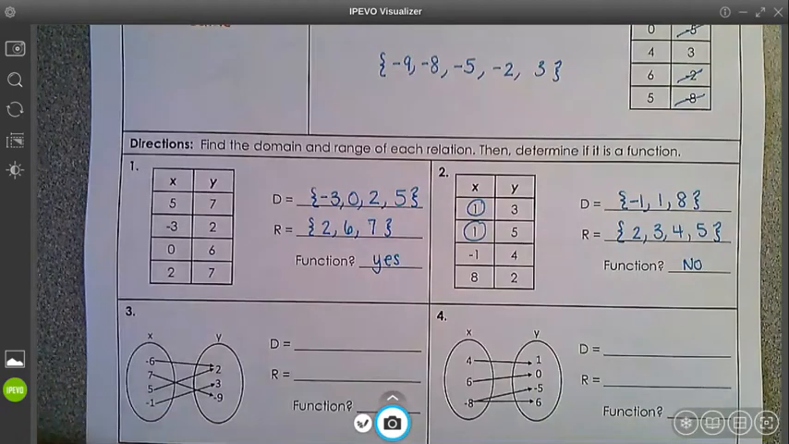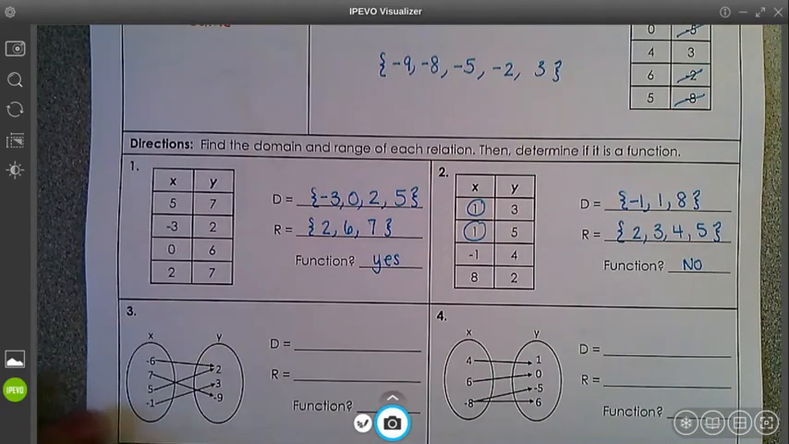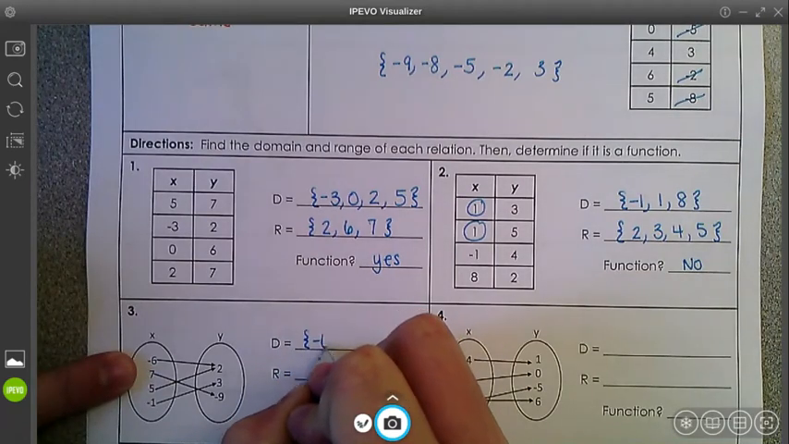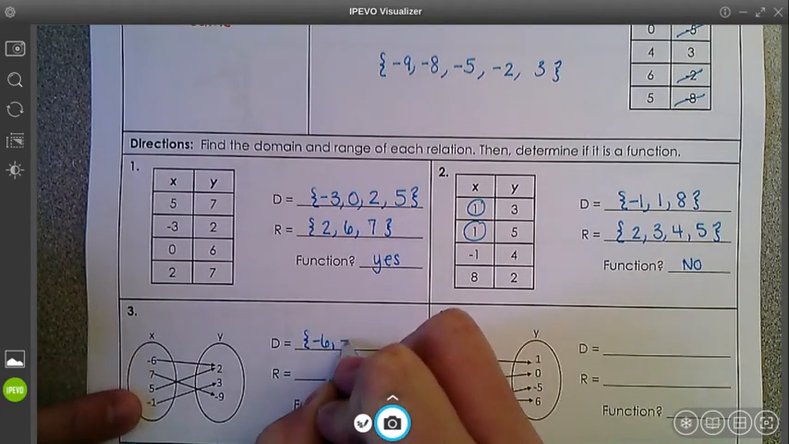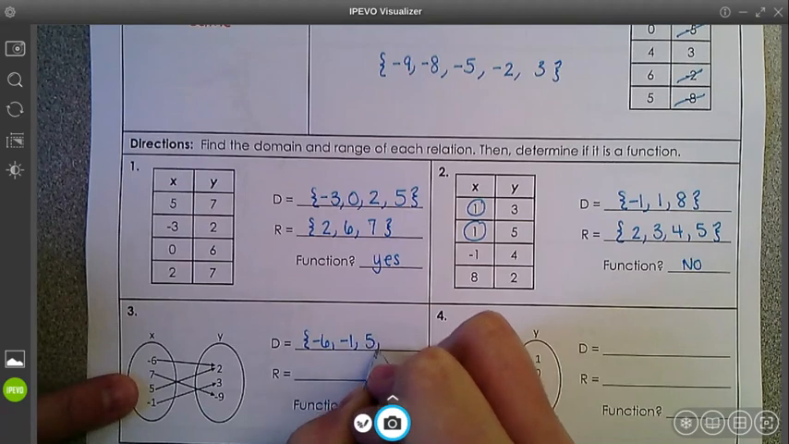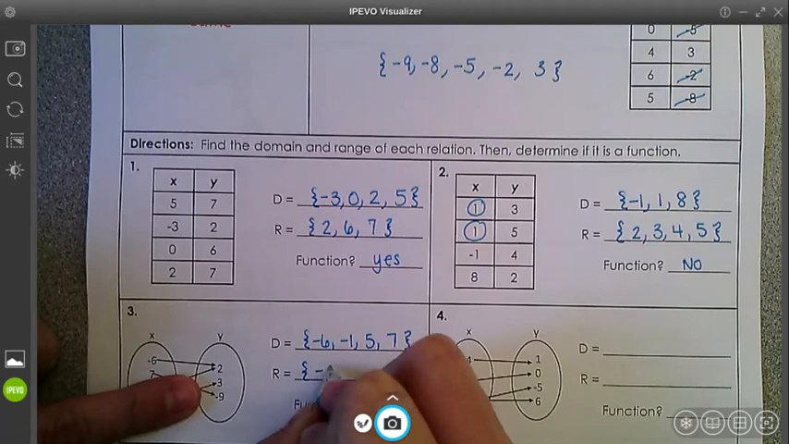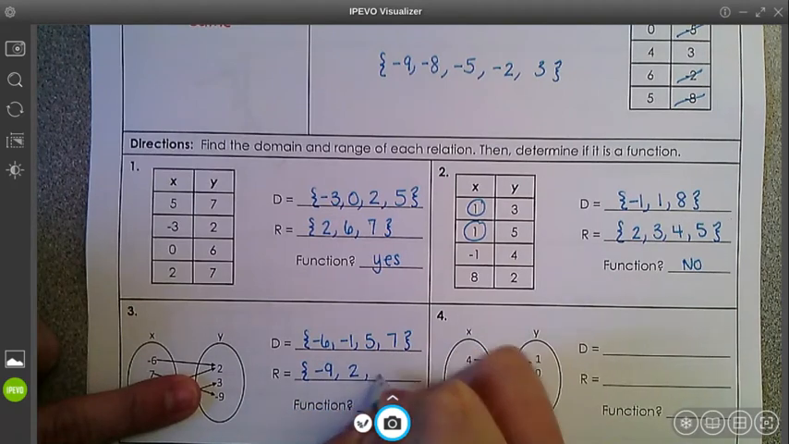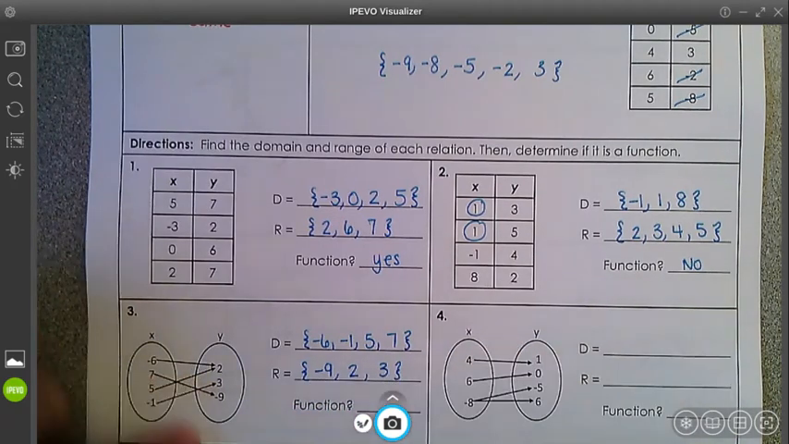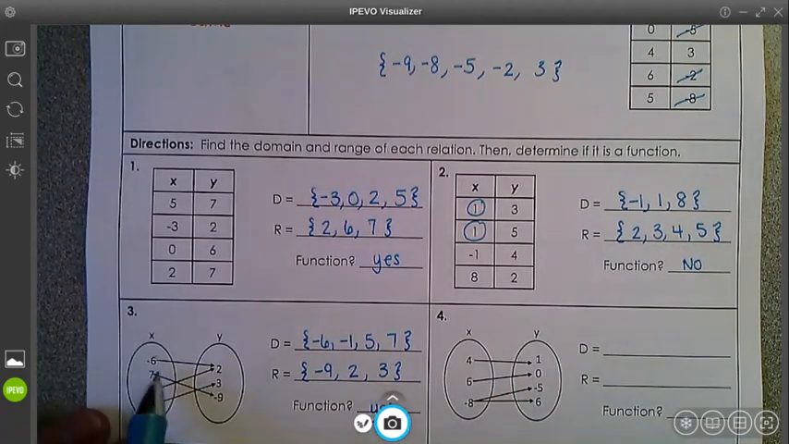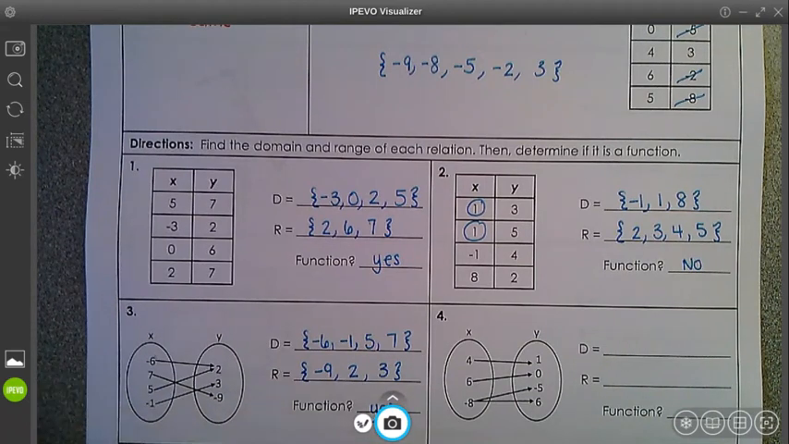Okay. The mapping, same thing. Domain are our x's, -6, -1, 5, 7, and the range, -9, 2, 3. And yes, it is a function. If I look at all the x's, each one only has one arrow coming from it. So that's how I know that none of the x's repeat. So yes, it's a function.